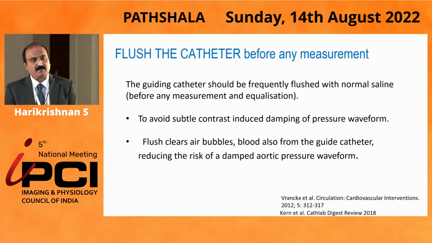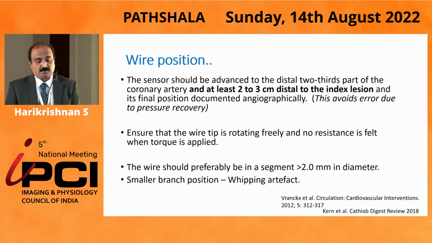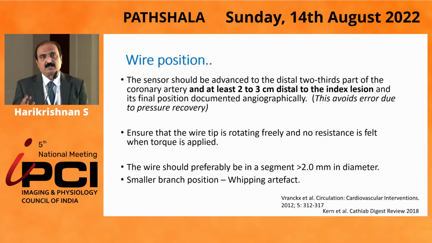Then, whenever you do a measurement, always flush the catheter before any measurement, because blood and contrast can dampen the aortic pressure. Wire position is very, very important, because it should be at least 2 to 3 centimeters, at least 1 centimeter, distal to the lesion which you are assessing, because there is something called pressure recovery, which I will show in the next slide. And ensure that the wire tip is rotating freely and there is no resistance felt when torque is applied. It should preferably be in a vessel more than 2 millimeters in diameter. If you put it in a small branch, it can produce something called a whipping artifact.